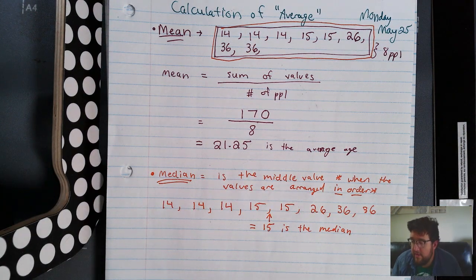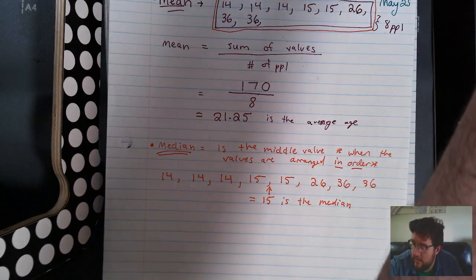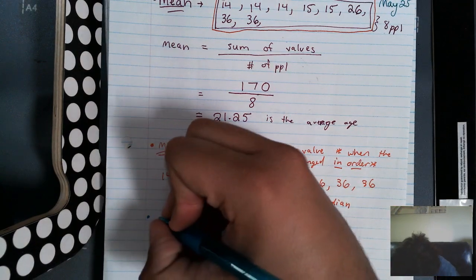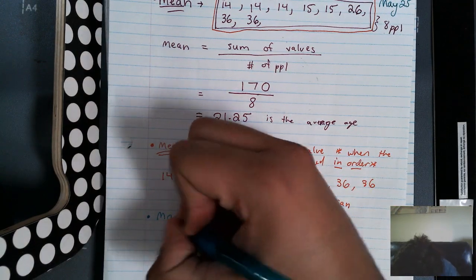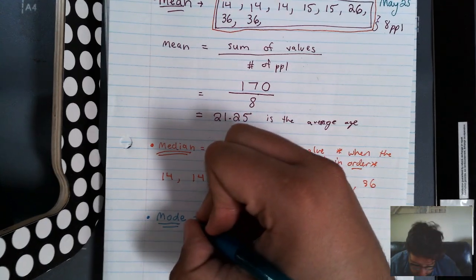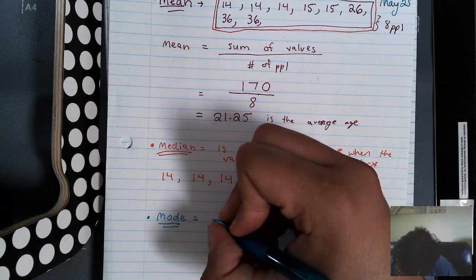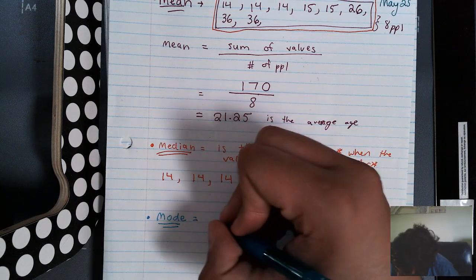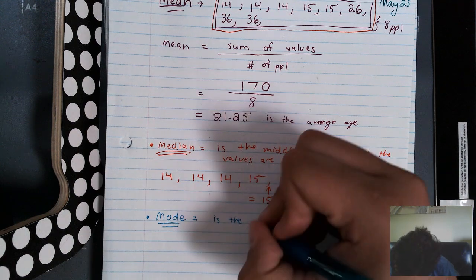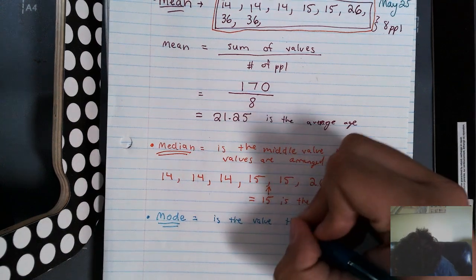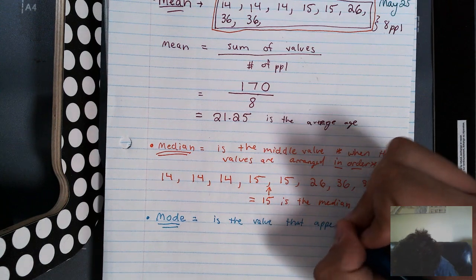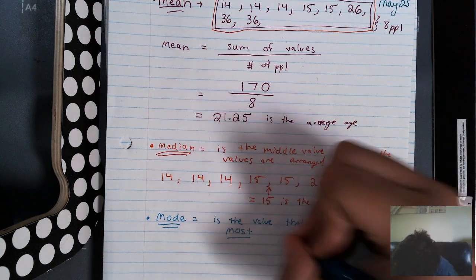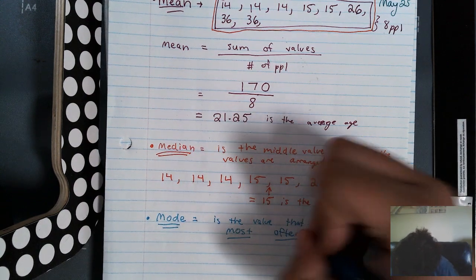You might remember it's the 3 M's, so the third M is going to be in blue, and it is mode. That might be familiar to you as well. So this is one that some people have trouble remembering. Mode is the value that appears most often.